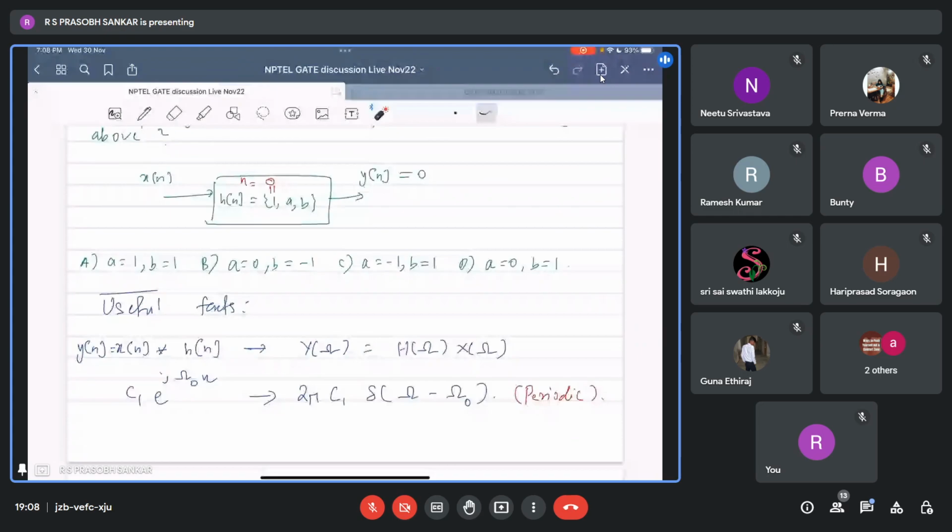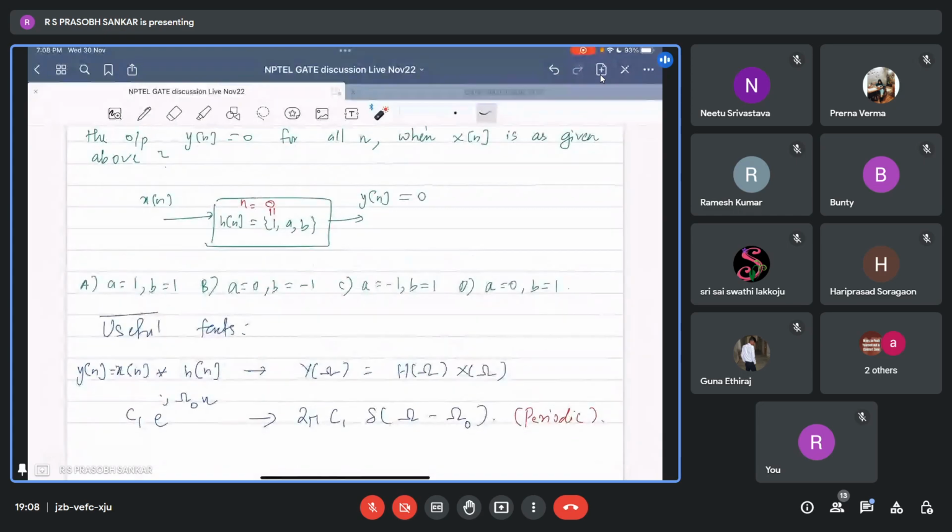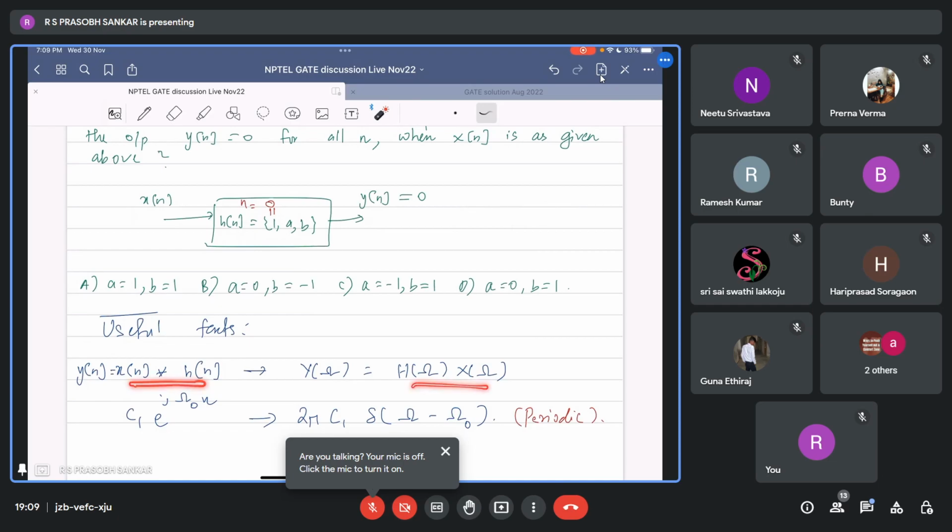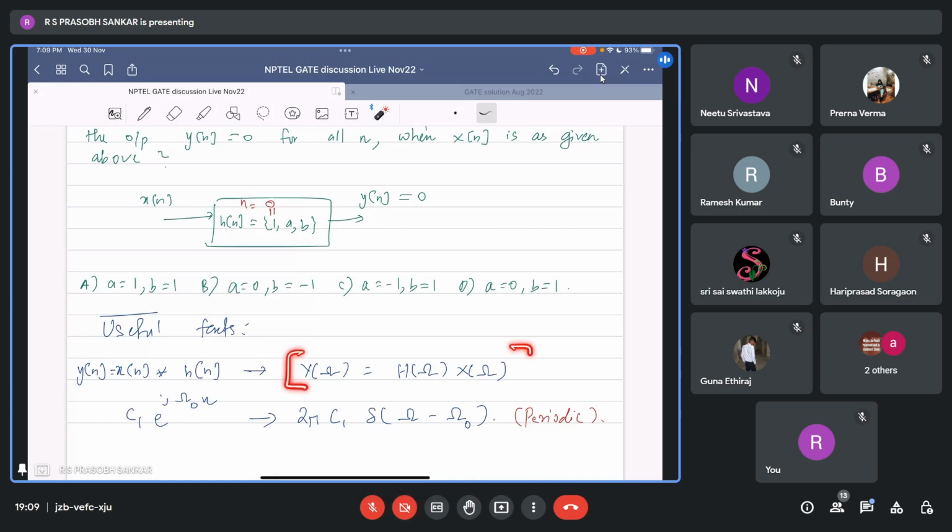So, some useful facts. Now, we have an LTI system, as given in the question. If the input is x of n and the impulse response is h of n, then the output y of n is given by x of n convolved with h of n. This we know. Now, the same relation between input and output can be written in the Fourier domain. How do we write that? Convolution becomes multiplication. Y of omega is given by H of omega times X of omega. This is the standard result that we have.